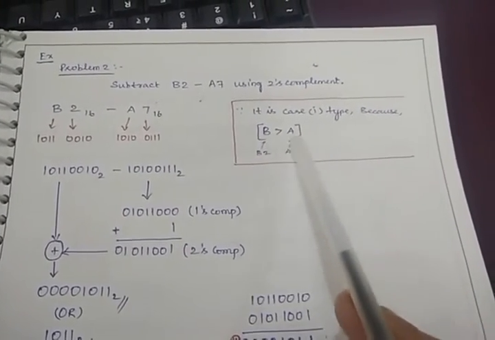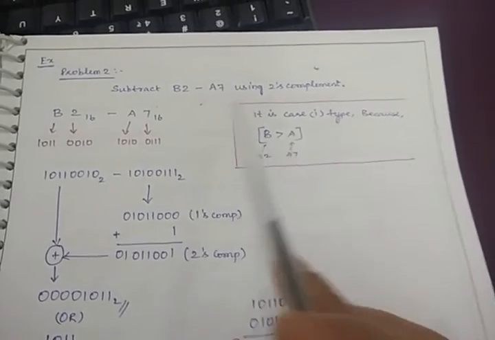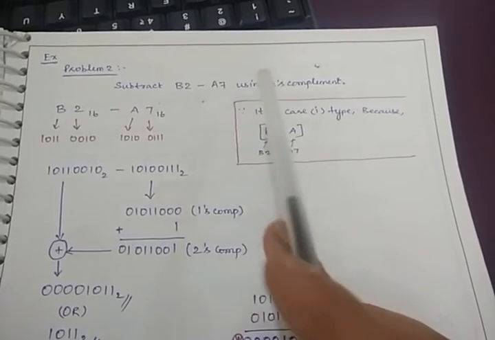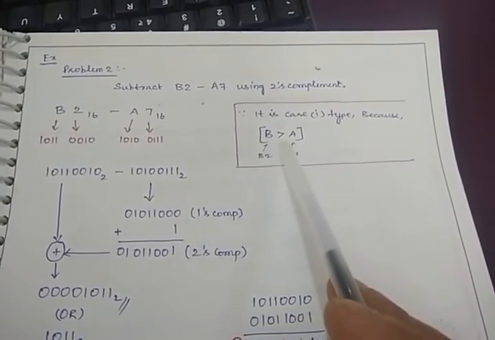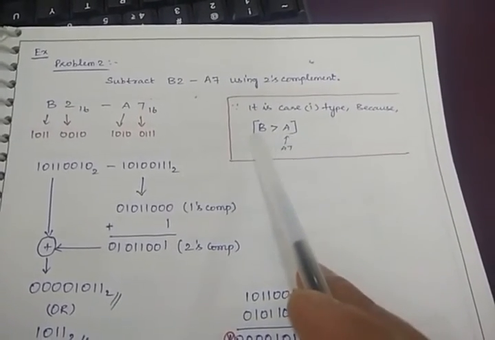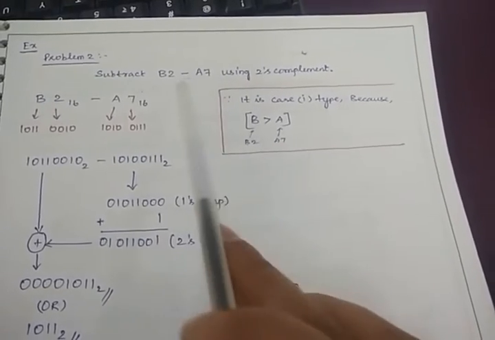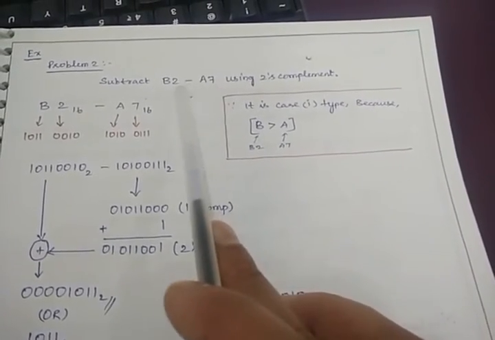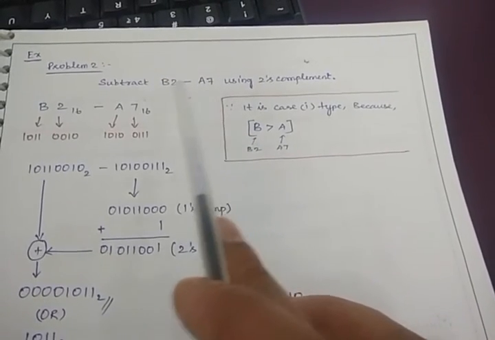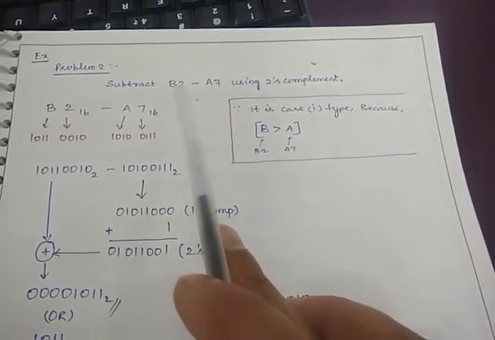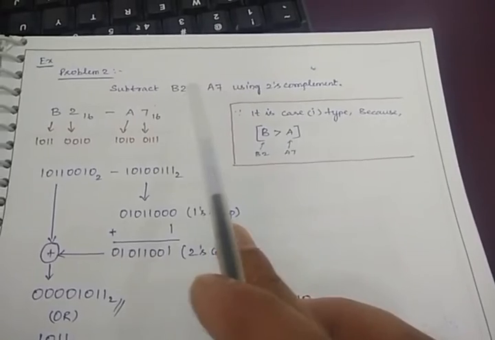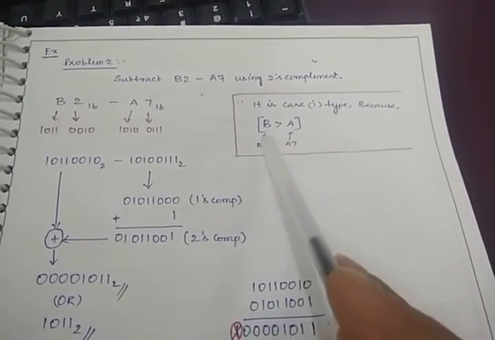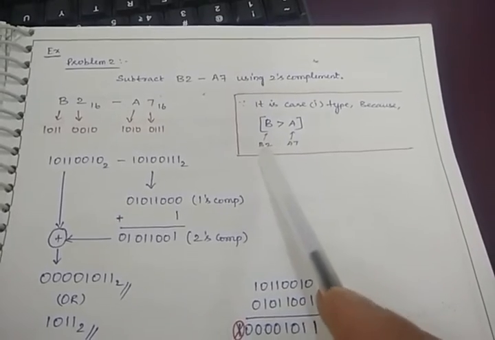Take the first digit of the number. Here B is given, here A is given. B is greater than A. A means 10, B means 11, right? Suppose both the digits are the same, then you have to see the second digits, and then you can understand which one is the larger number. So here B2 is the larger number.